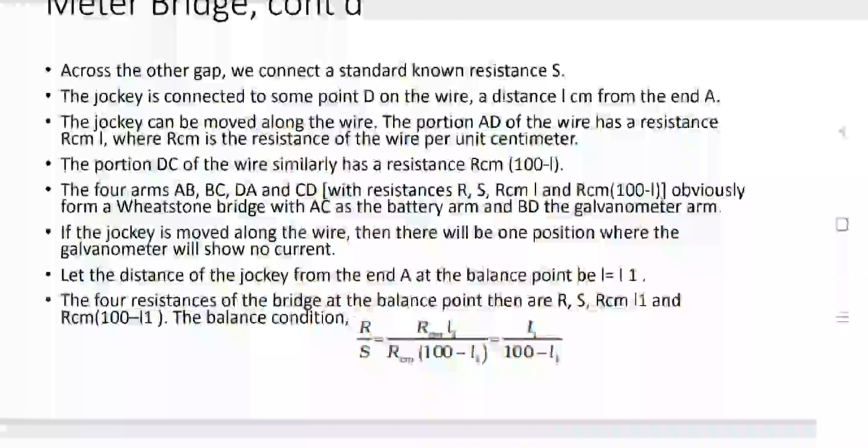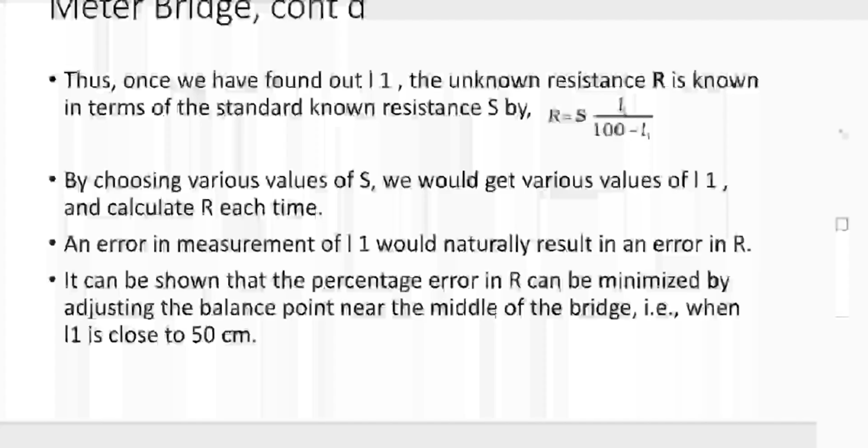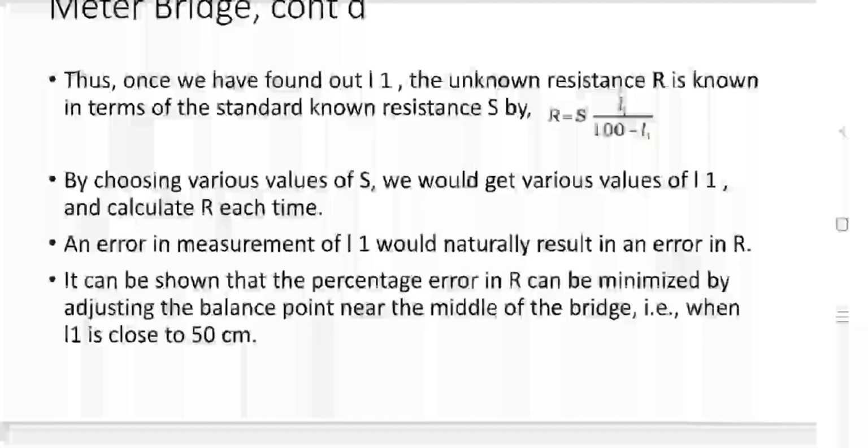So R_CM L1 by R_CM 100 minus L1. R_CM would be cancelled out. So R by S equal to L1 divided by 100 minus L1. Now, if we are assuming that R is the unknown value and we want to determine it, S is known, and L1 we get by moving the jockey over the wire. So S is known, L1 we have determined. By having this condition, we are able to calculate our unknown resistance value.